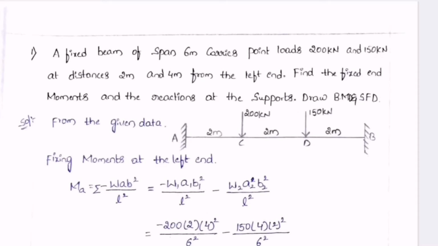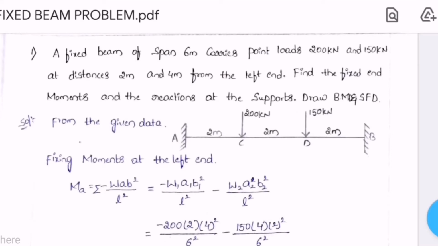So in this video I am going to explain a problem on a fixed beam with 2 point loads as shown in the figure. So let's read the question. A fixed beam of span 6 meters carries point loads 200 kilonewton and 150 kilonewton at distances 2 meters and 4 meters from the left end.